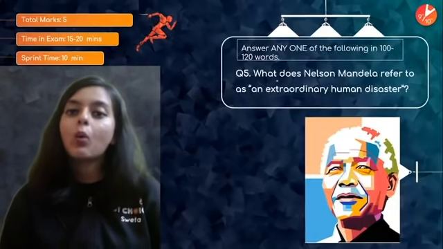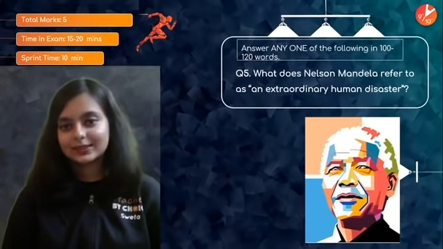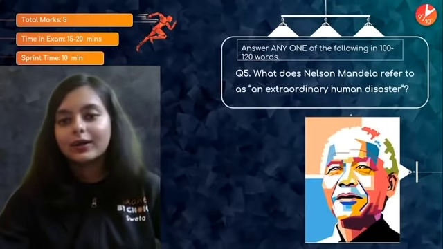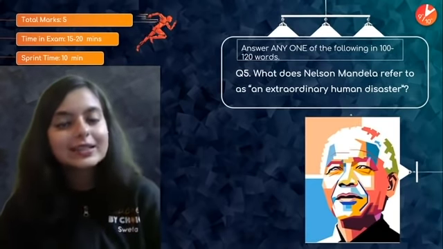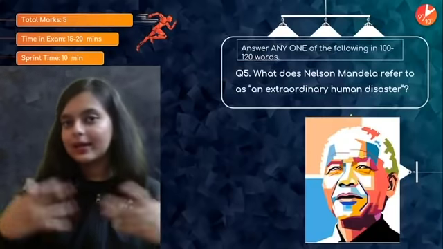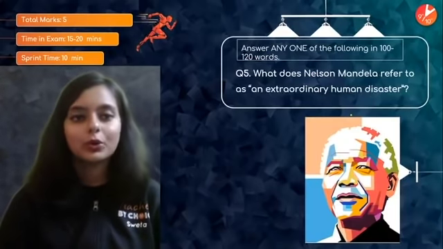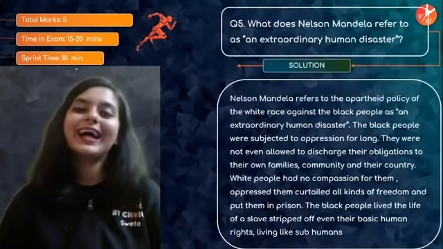Moving ahead to the fifth question. What does Nelson Mandela refer to as an extraordinary human disaster? So, what is the extraordinary human disaster? It is of course the policy of apartheid, but you have to talk about it in a detailed manner. So you have 10 minutes. Sprint time is 10 minutes. So let us do it.